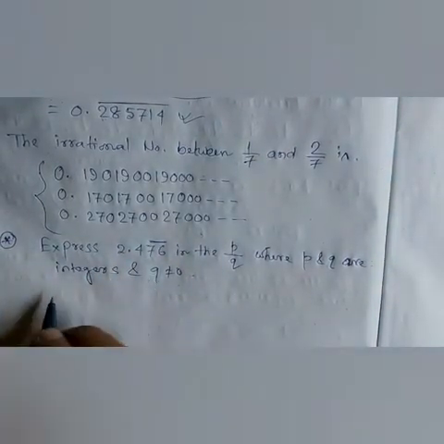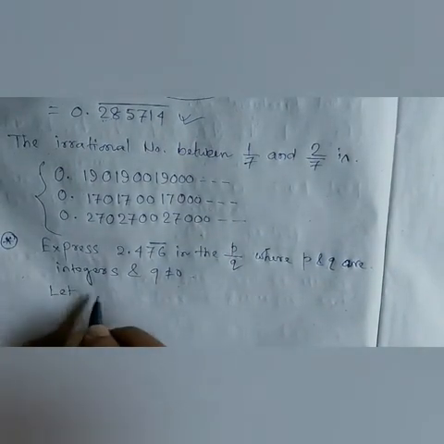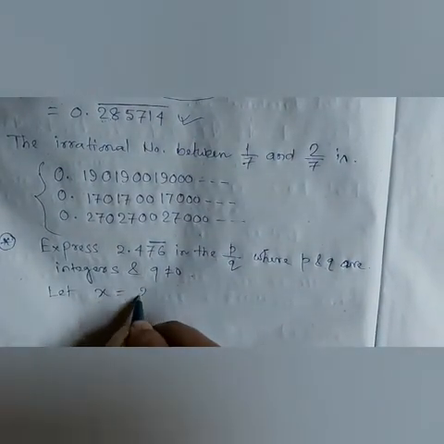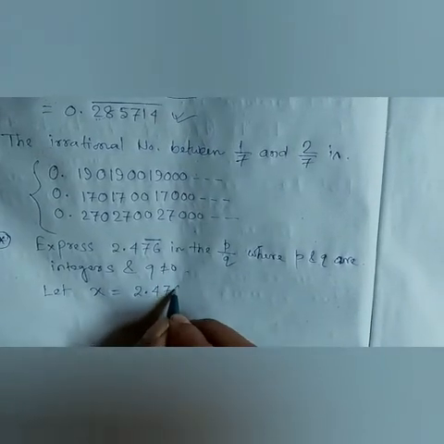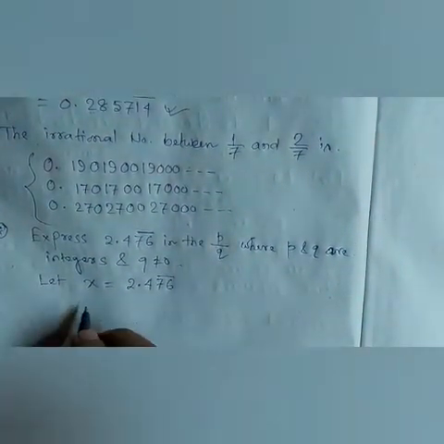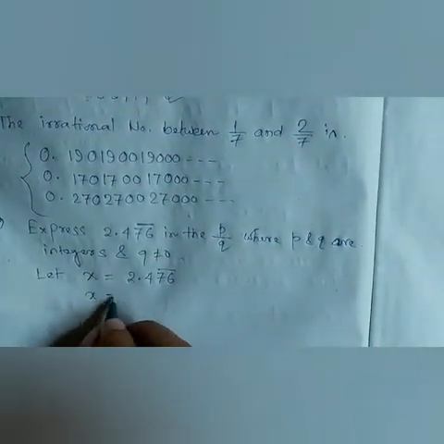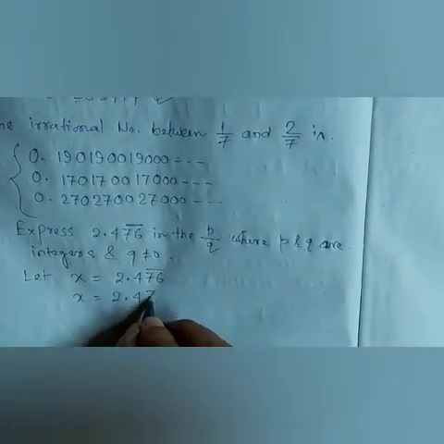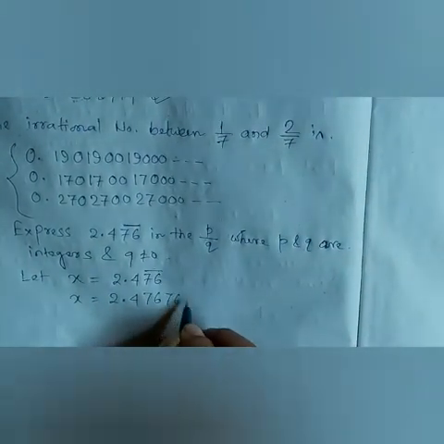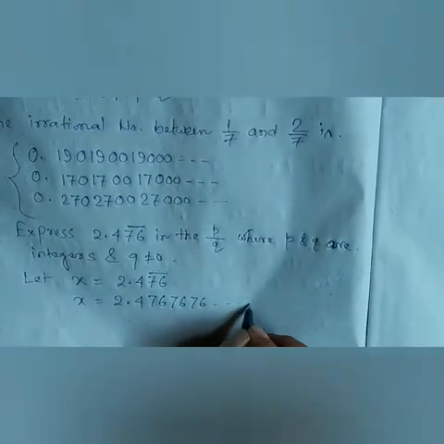So we take x, let the value of x be equal to 2.476, with 76 repeated. That means x can be written as 2.476, again 76, again 76, and continuous.